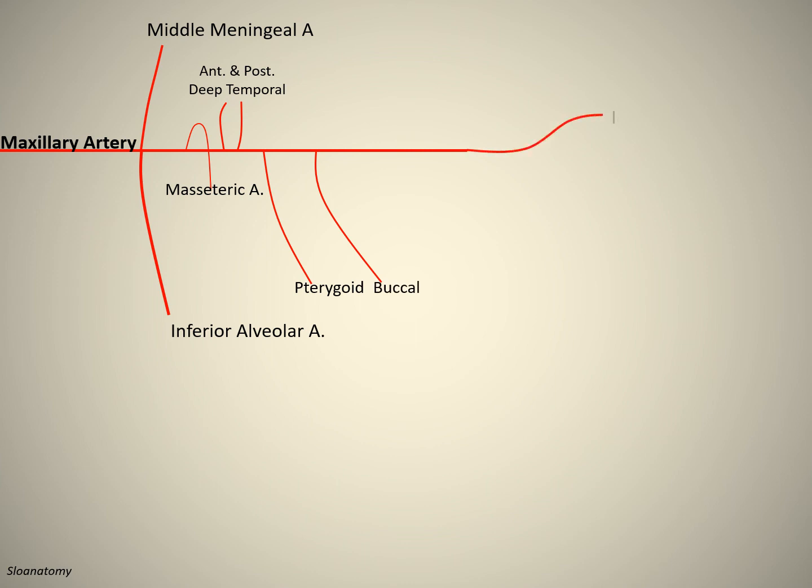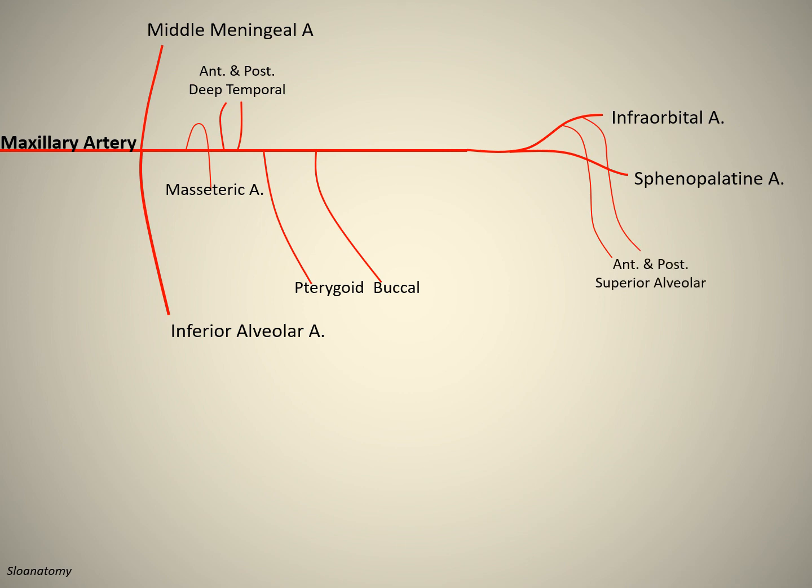The maxillary artery will then terminate as the infraorbital artery and the sphenopalatine arteries. And this is in the third division. So off the infraorbital artery, there are two small branches, the anterior superior alveolar artery and posterior superior alveolar artery.